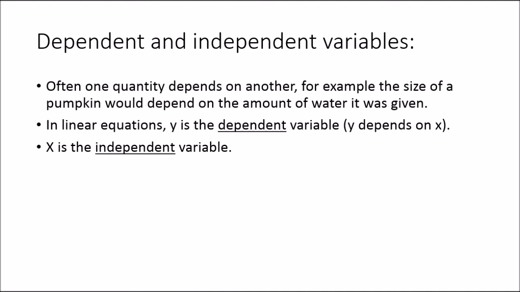So for example, if you're thinking about the height and weight of people, it's sort of hard to say that the weight depends on the height or the height depends on the weight. So it's not always black and white, but in a lot of examples it is pretty clear. You just need to think about the logic involved.